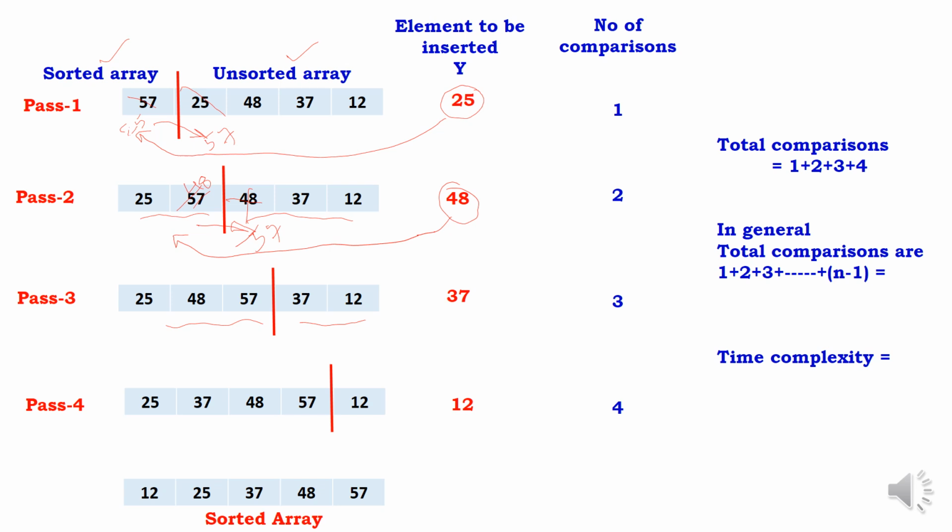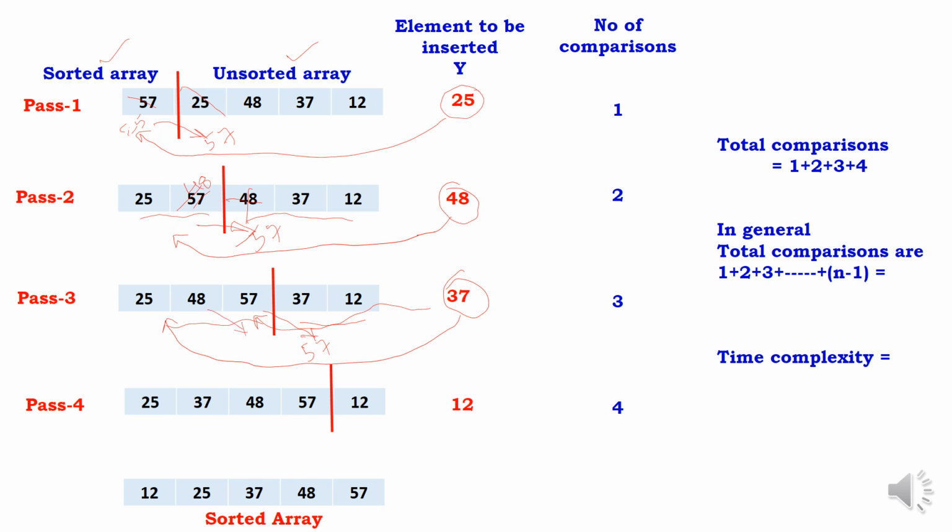Now we are going to insert 37, that is the third pass. So 37 is copied into y, and 37 is compared with all the elements of the sorted array, and it is going to be placed in its proper position. So 37 is compared initially with 57. Is 37 less than 57? Yes. So 57 is shifted to its next position.